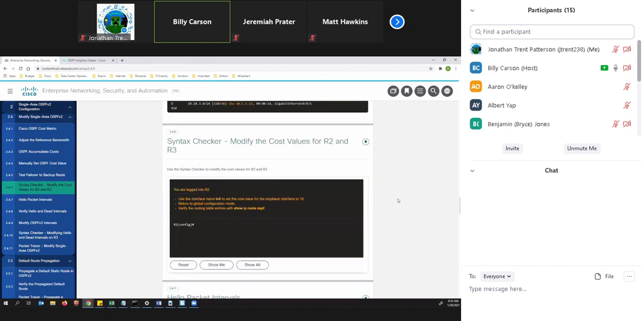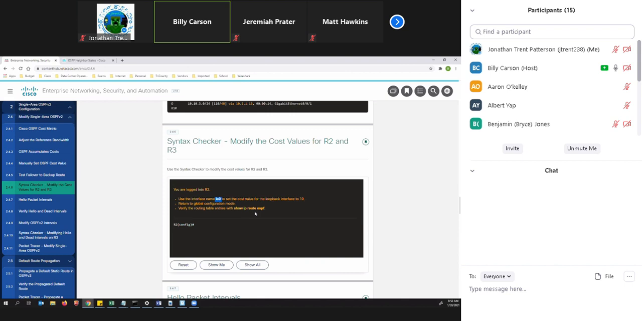246. Okay, so let's go ahead and do a problem here. Well, not a problem, but I guess it is a problem, isn't it? Go through the syntax on this. So you are logged into R2 using the interface name LO0, which, what is LO0? What does that mean to us? A loopback? Yeah, loopback 0.